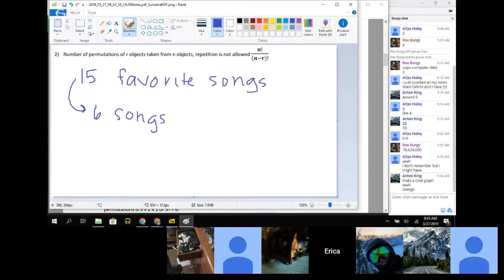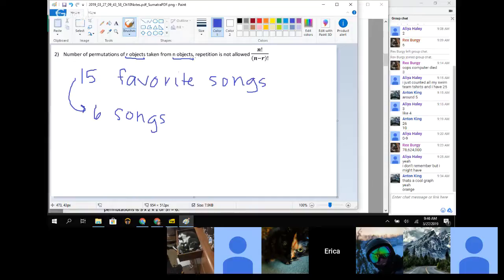Okay. So how many ways can you pick 6 songs from your 15 favorite songs? How many combinations are there? And do you want to repeat songs on your playlist? If you only get to listen to 6 of them, do you want to repeat the songs? No, right? You don't want to repeat the songs. You want 6 unique songs. You want them each to be different. Okay. So that's where this idea of the number of objects taken from objects with repetition not allowed comes in. So we have 6 songs that we're taking from 15 different choices.